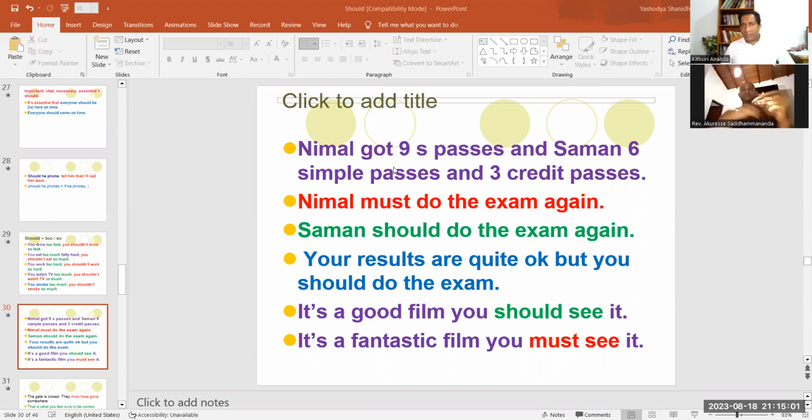And Saman has got 3 credits. And for other subjects, of course, he has got only simple passes. He has got 3 credits for the necessary subjects where he has to take credits.